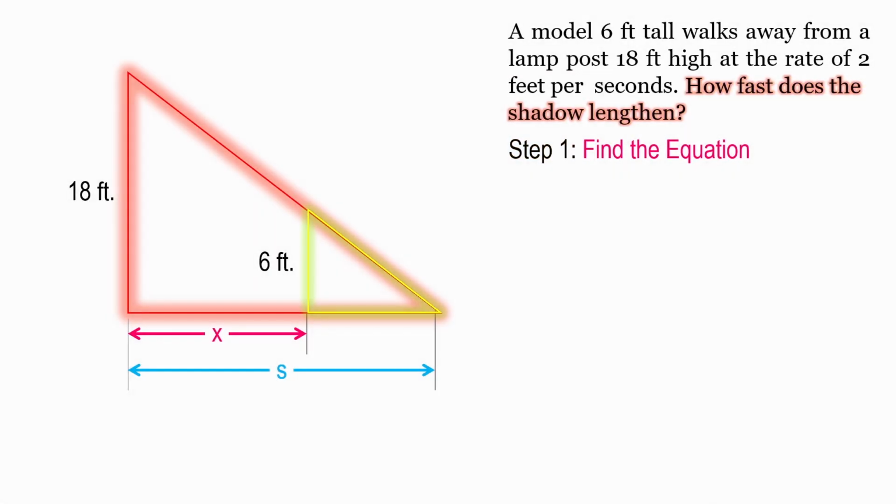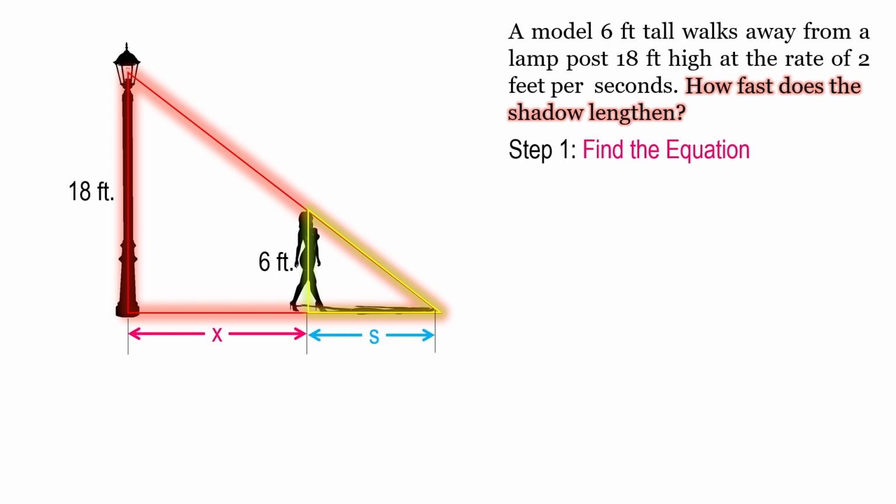So let us bring back the model and the lamppost. So we have it here. Let us try to understand what is asked in the problem. How fast does the shadow lengthen? Now, take note that in this figure, the length of the shadow is this one. So instead of s denoting the distance from the lamppost to the tip of the shadow, let's denote s as the length of the shadow.